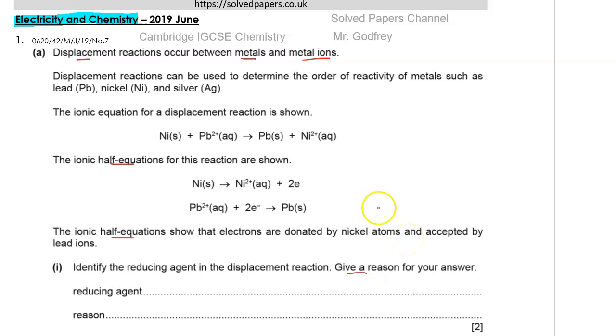Of course, a reducing agent donates electrons, and an oxidizing agent gains electrons. Therefore, in this case, the reducing agent is nickel. Nickel is the reducing agent, and the reason is nickel donates electrons to lead ions. So nickel is the reducing agent.